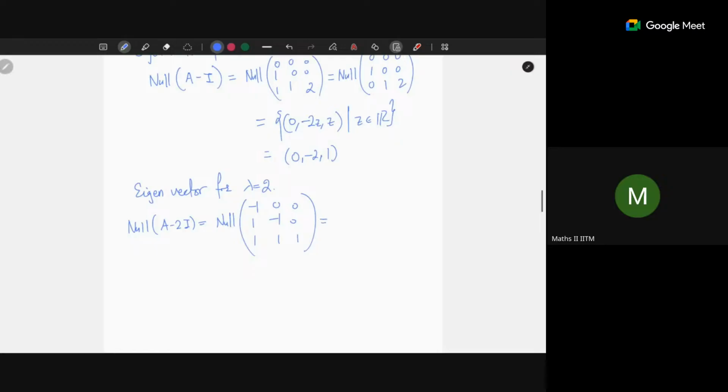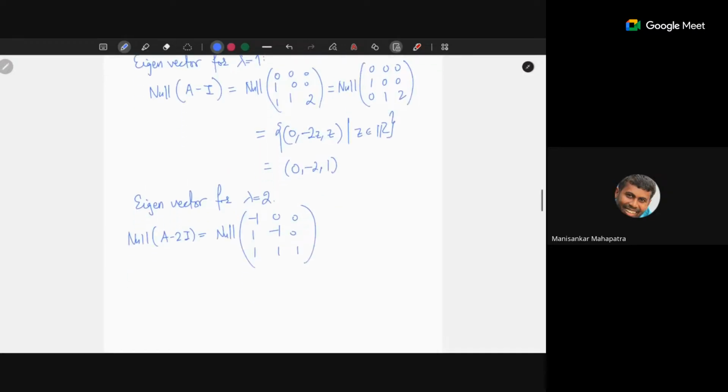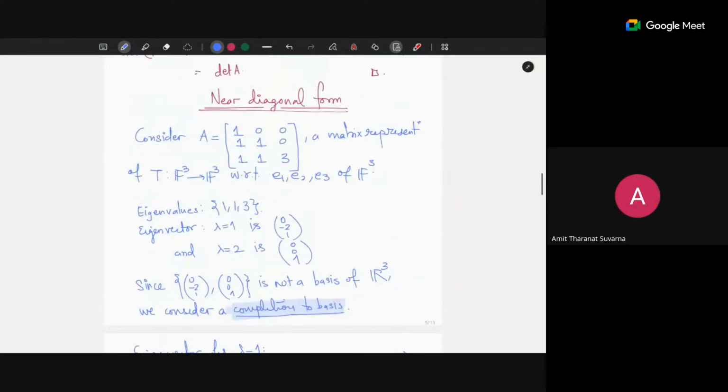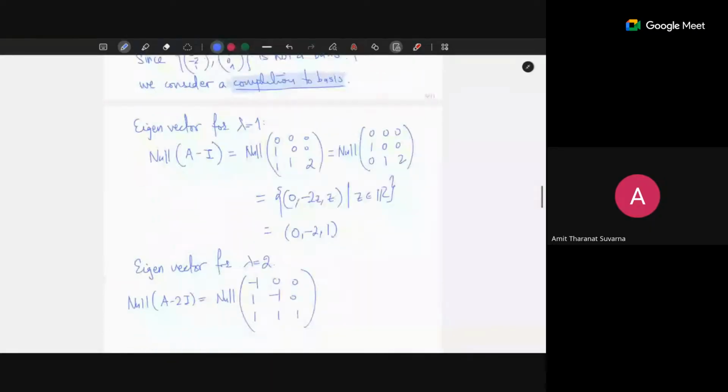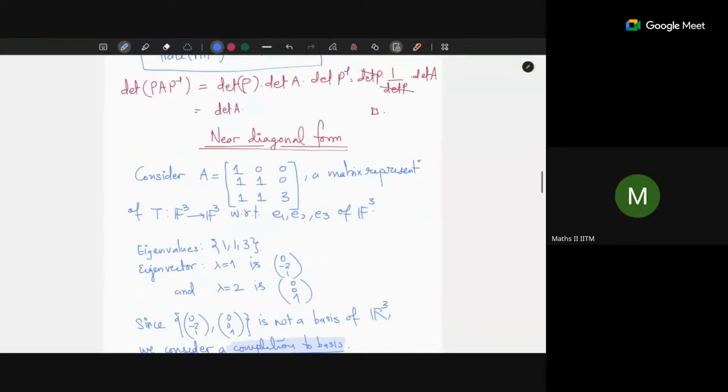Now, X equal to 0, Y equal to 0. No, just a second. There is a problem with this. It has rank 3, so X cannot be 0 and Y equal to Z also 0. For this lambda equal to 2, it cannot have rank 3. There's a problem with that.